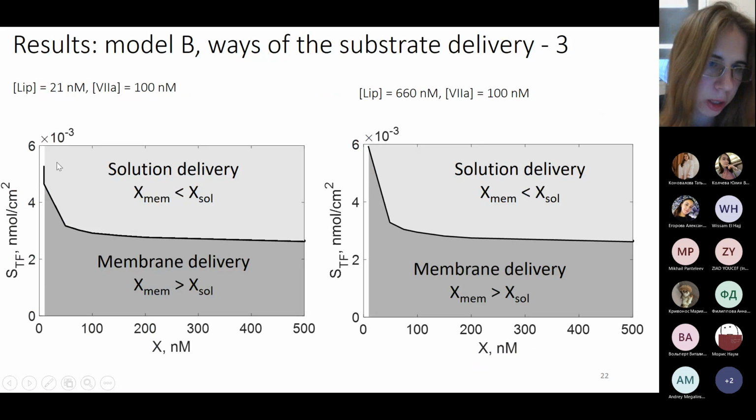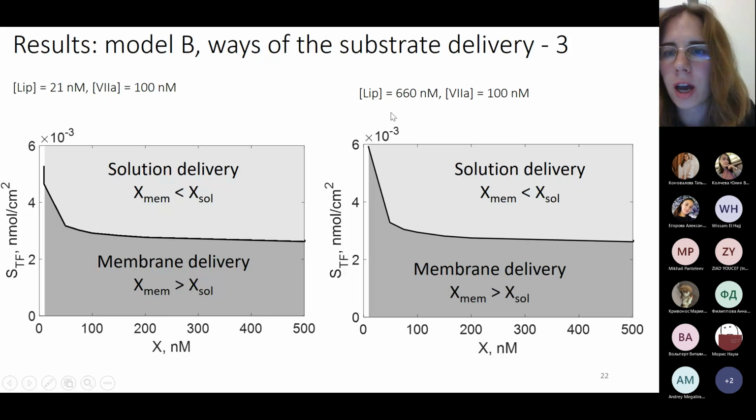Our next step was to analyze in a wide range of conditions. We changed factor 10 concentration in a wide range and tissue factor surface density in a wide range. And we found out that in many conditions we have the membrane delivery pathway, and the solution delivery pathway is predominant only for extremely high tissue factor surface densities. It is 6 multiplied by 10 to the power of minus 3. It is extremely high because surface densities which exist in nature are at least one order of magnitude lower. For all studied factor 10 concentrations, the membrane delivery pathway is the predominant one. This is correct for a low lipid concentration and high lipid concentration too.